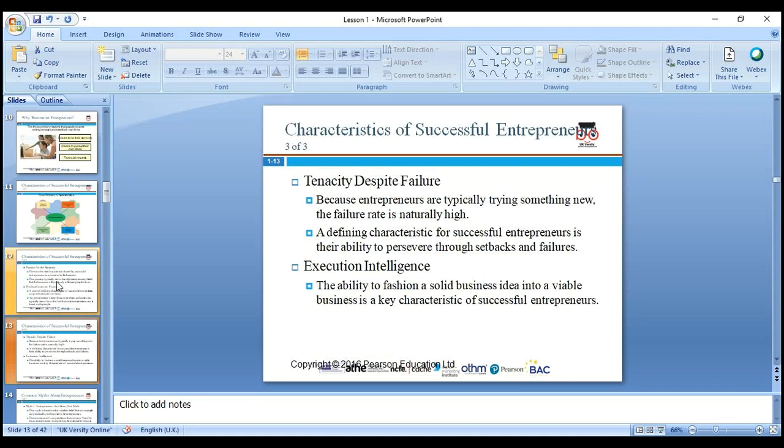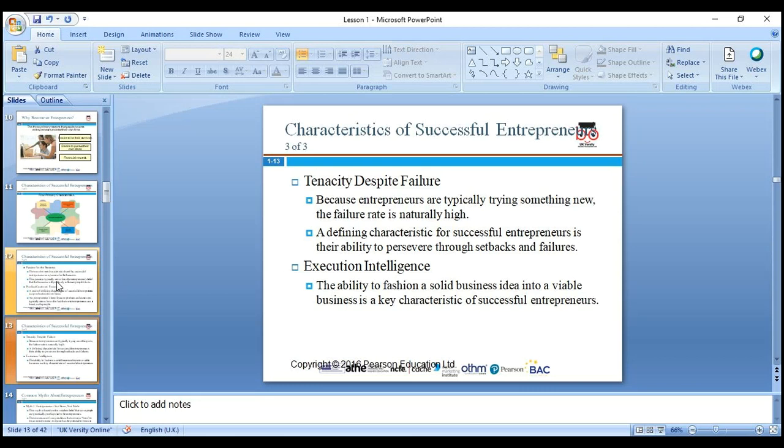and despite failure. Because entrepreneurs are typically trying something new, the failure rate is naturally high. A defining characteristic of a successful entrepreneur is their ability to persevere through setbacks and failure. So whenever they have a setback, they learn from it and try to improve and implement effectively.